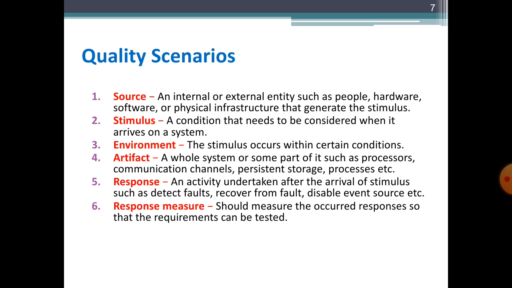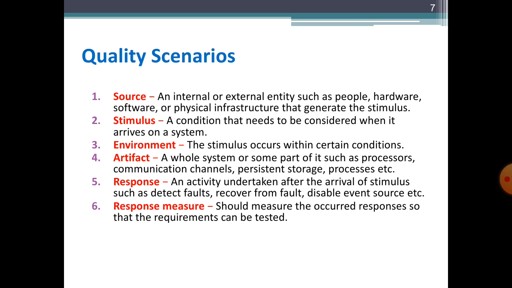First one is source of stimulus. Source, which we call the entity generating a stimulus, can be an actor, sensor, actuator, and it can be internal or external, etc. And then we see the stimulus, which we call a condition or an event arriving at a system, including faults, stated intentions by actors, etc. And then we see the environment. Environment is about the conditions surrounding the stimulus. So environment can be normal operation, degraded operation, or overload. These are different kinds of operations.